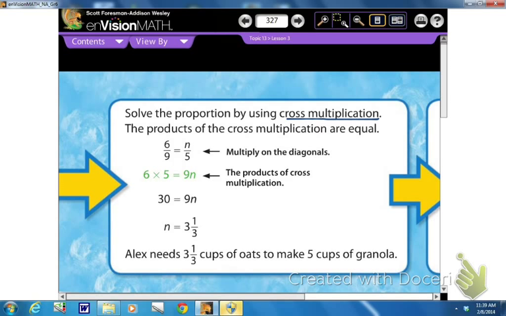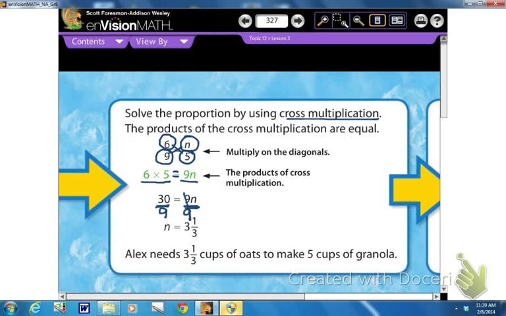So we multiply 6 times 5. Keep our equal sign, multiply 9 times my variable n on the right side here. Go ahead and work it out, and we have 30 equals 9n. Now we've talked about how to solve this type of problem. We have 9 times n, so we want to do our opposite operation and divide by 9, so that cancels out. And we have to do the same thing over here.